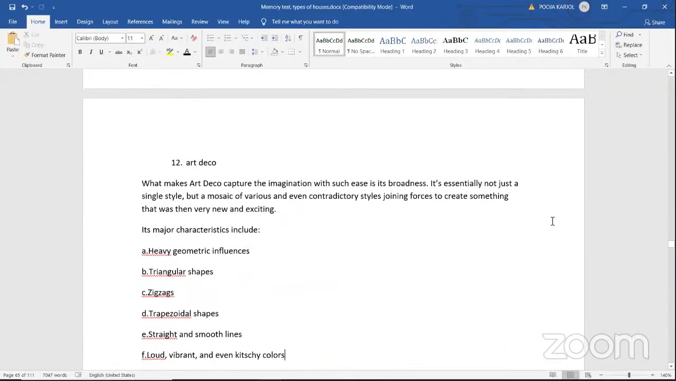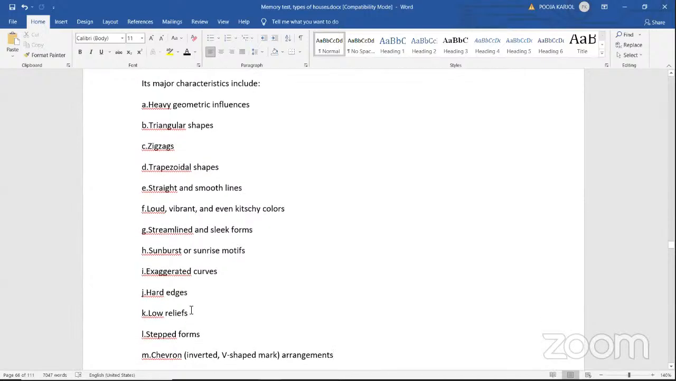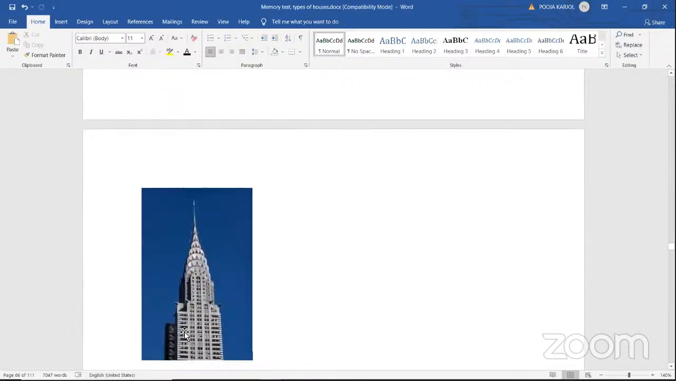Art Deco. Its main characteristics are heavy geometrical influences, triangular shapes, zigzags, trapezoidal shapes, straight and smooth lines, loud, vibrant, and even kitschy colors, meaning vibrant. Streamlined and sleek forms, sunburst or sunrise motifs, exaggerated curves, as in not the part of the building, but the decor. As I've said, straight and smooth lines. Hard edges, low reliefs, stepped forms.